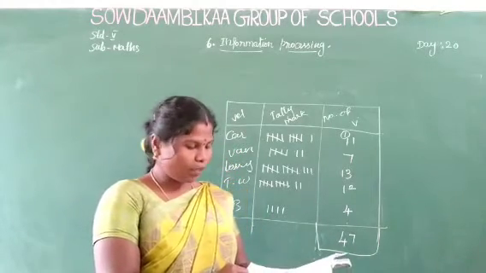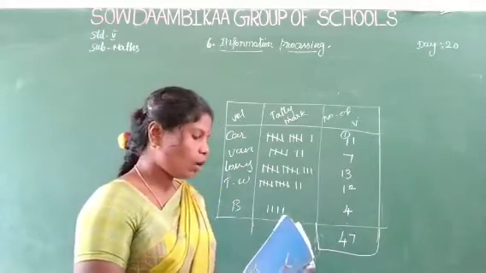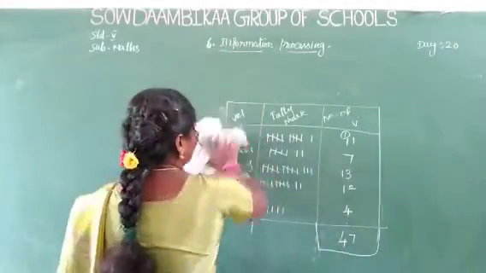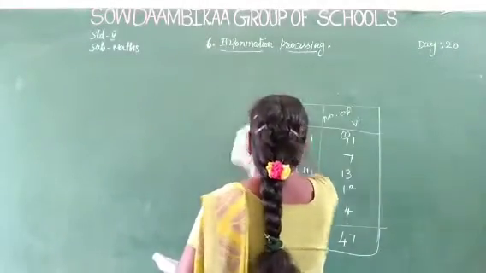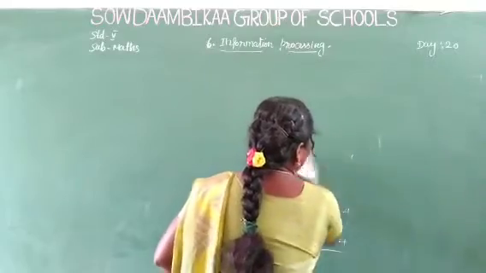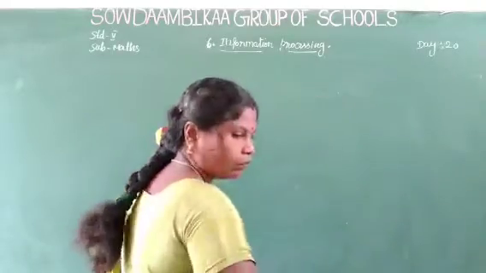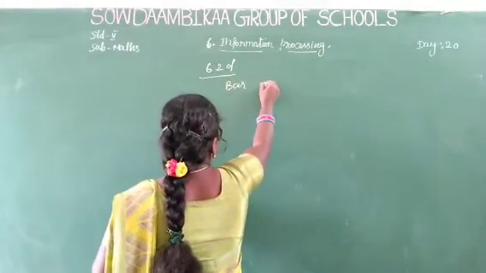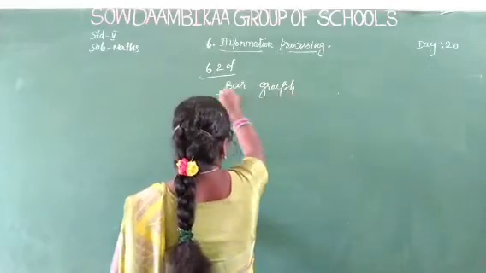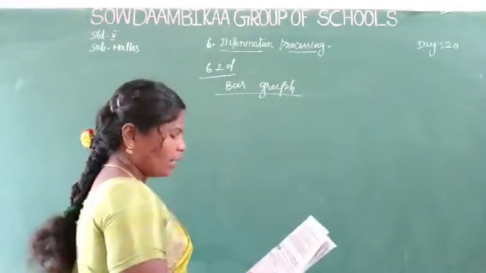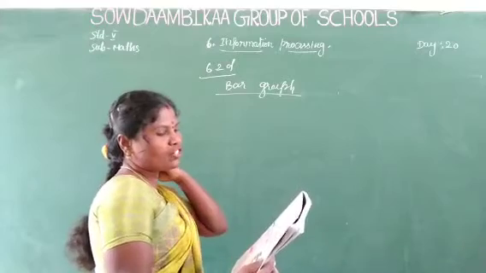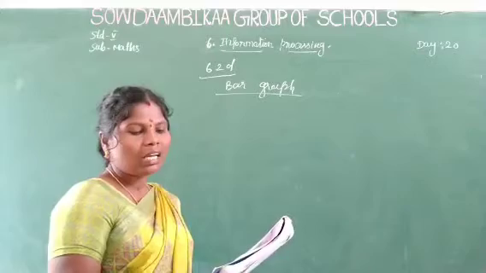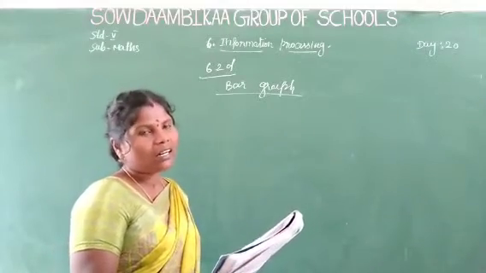Next, take the page number 93, bar diagram, bar graph, 6.2D bar graph. Bar graph means you draw. A bar graph is a chart that uses bars to show comparison between categories of data. The bars can either be horizontal or vertical.